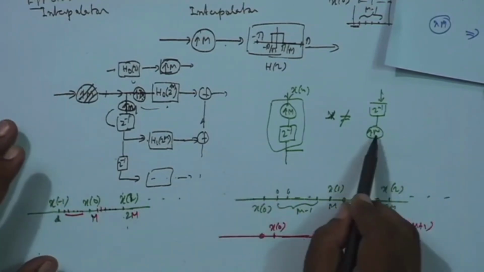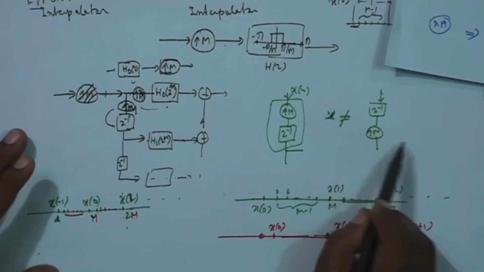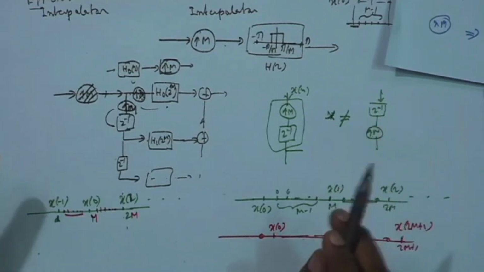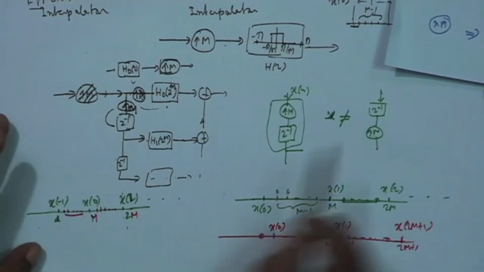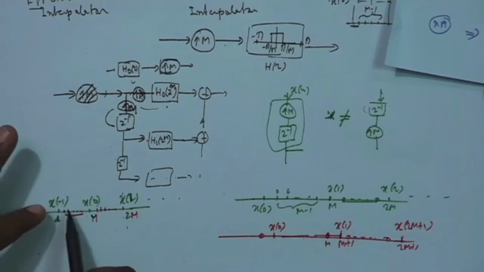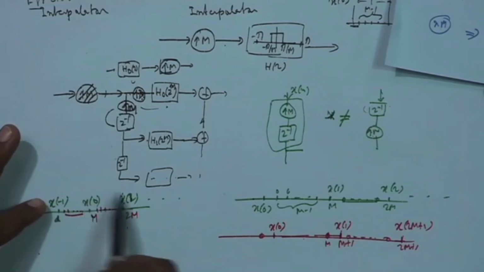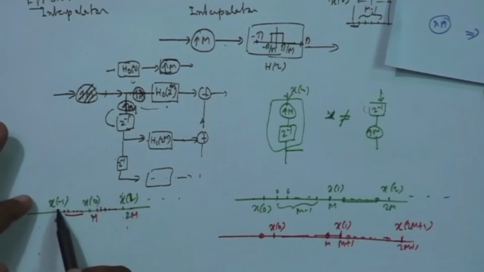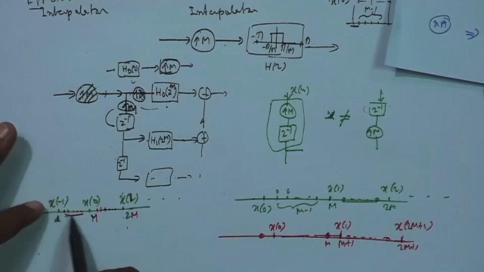That is because this is not a shift invariant structure, it is linear but not shift invariant, so the two cannot be interchanged. You can see easily from here. If you first delay the input sequence and then decimate, delay means x 0 will move to position 1, x 1 will move to position 2, x minus 1 to 0, and then you are plugging in m minus 1 zeros.